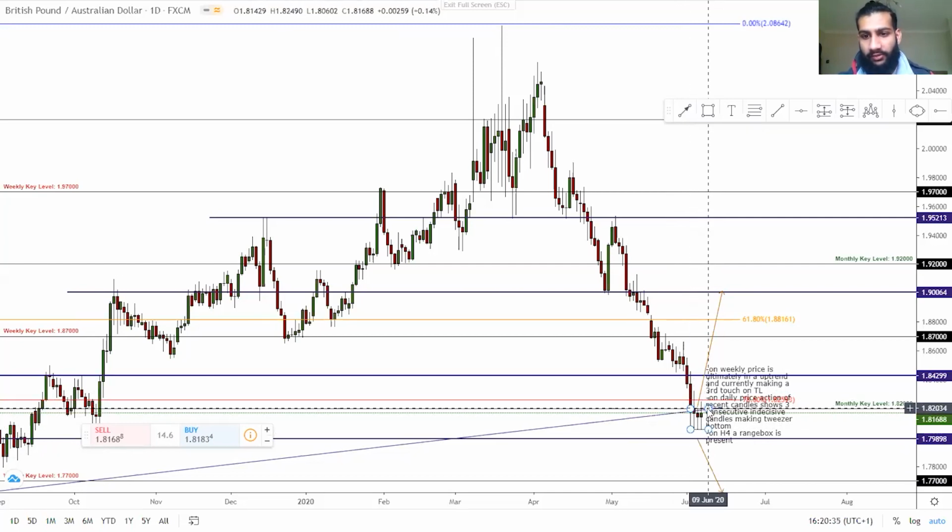In terms of a long, if it was to pull back above the trend line and the monthly key level, obviously, and also break above this range box, that is a long trade for me, right? So I'm just going to see how market plays out. It may just actually range in the box for a few days. Let's see how that pulls through.